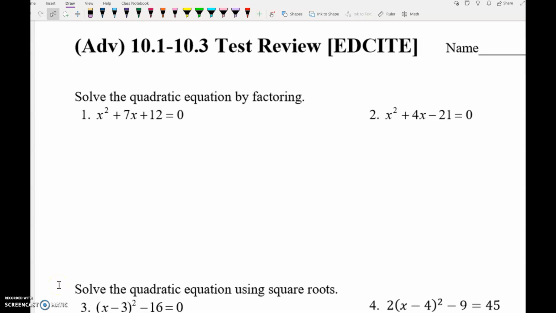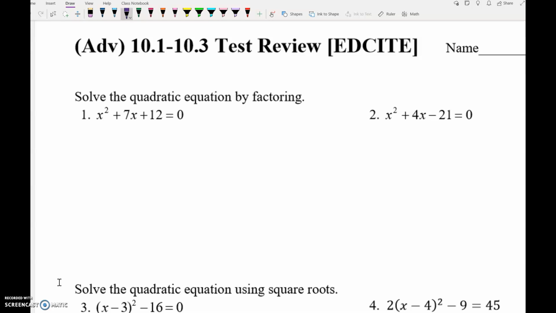In this video, we'll go through the answers for the 10.1 to 10.3 test review. The first question is fill in the blank on EdSite. So you will need to find your answers and then type those answers in. We are solving by factoring.